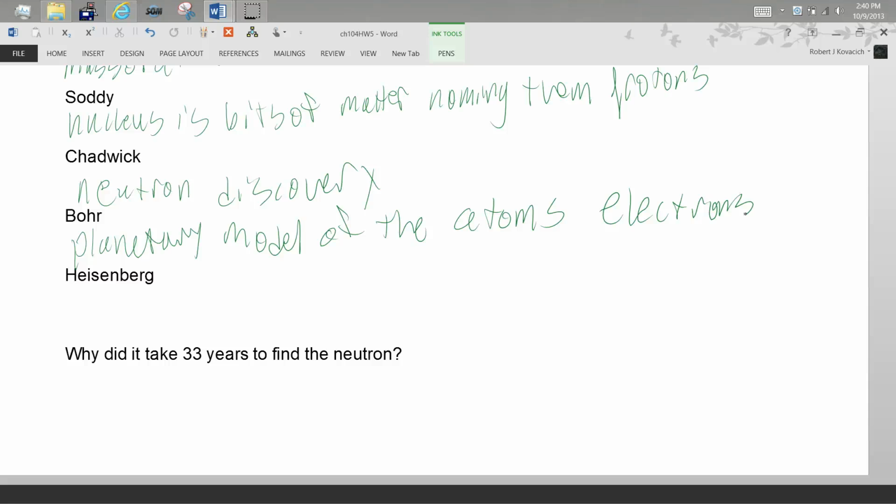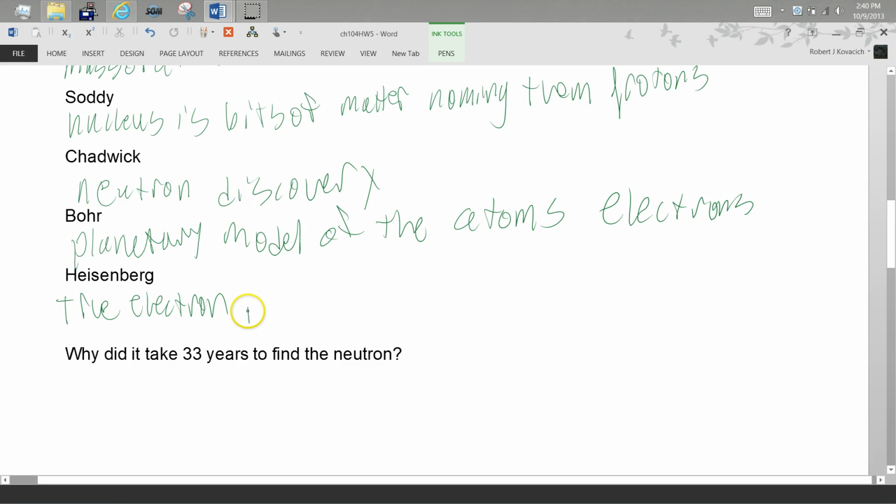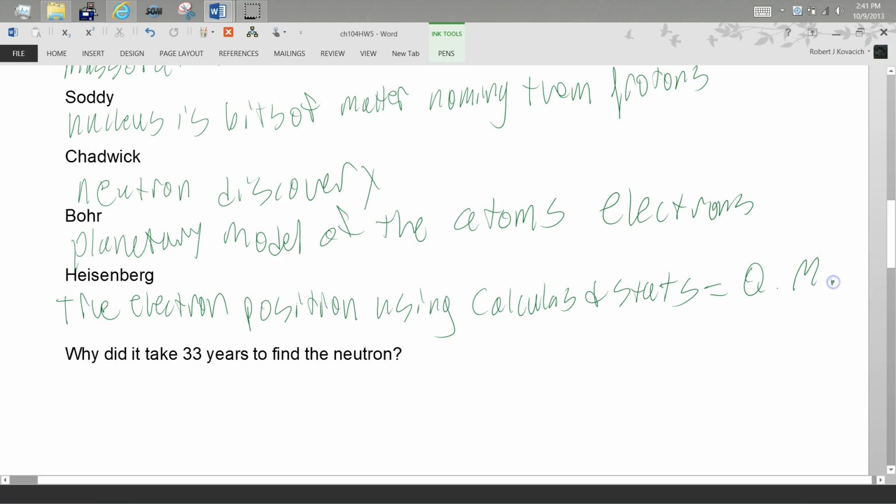And then Heisenberg? He proved Bohr wrong by half. I like that. So we proved them wrong by using calculus and statistics, which is more or less quantum mechanics, which turns out to be quantum mechanics.